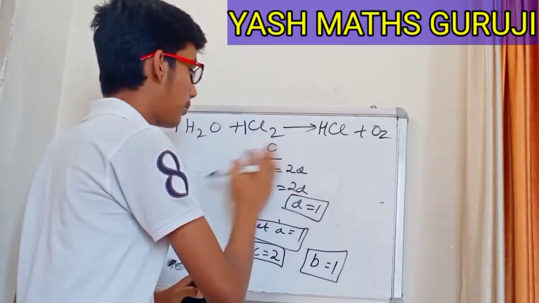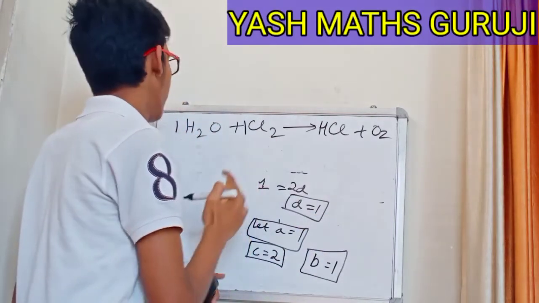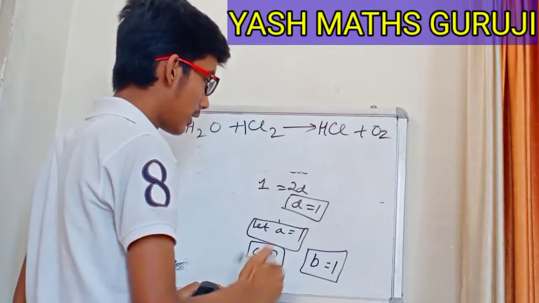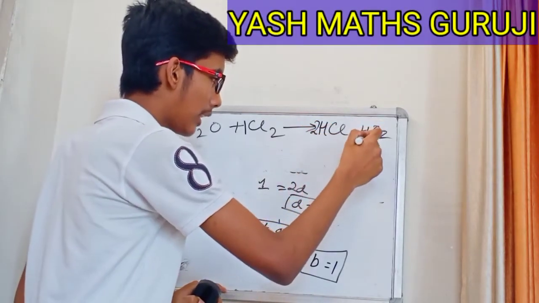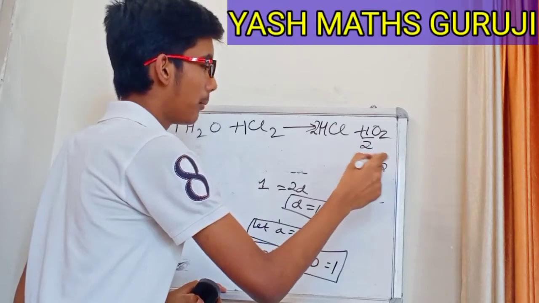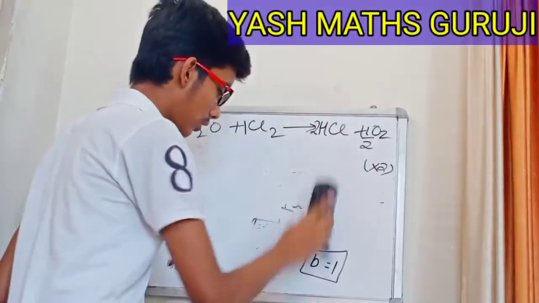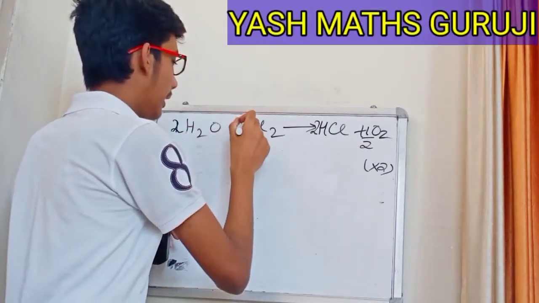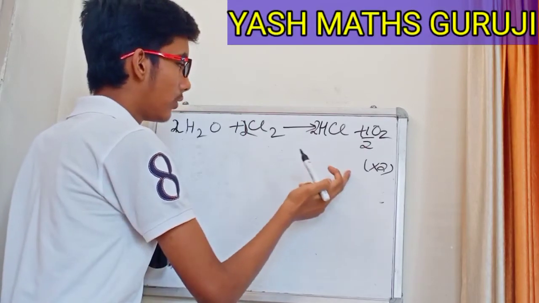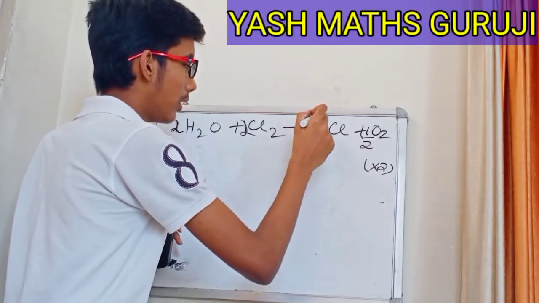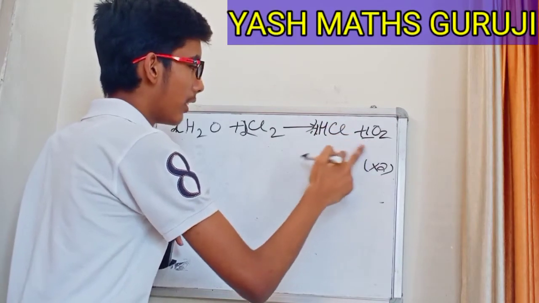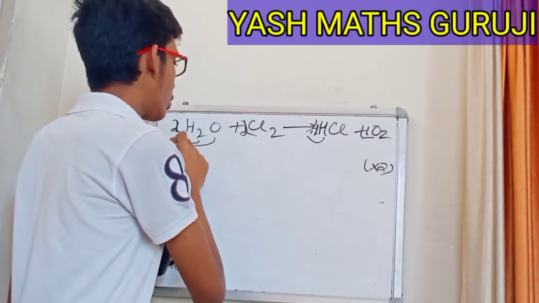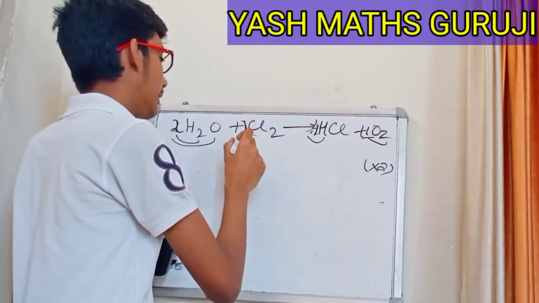So friends, we will put our values and check whether our equation is balanced or not. 1, C is 2 and O2 is half. We will multiply all of them by 2. So when we multiply 2 into 1, it will be 2, here Cl2 is also 2, and this will be 4, and this will be 1. So in left hand side H is 4, H is 4, O is 2, O is 2, and Cl is 4, Cl is 4.